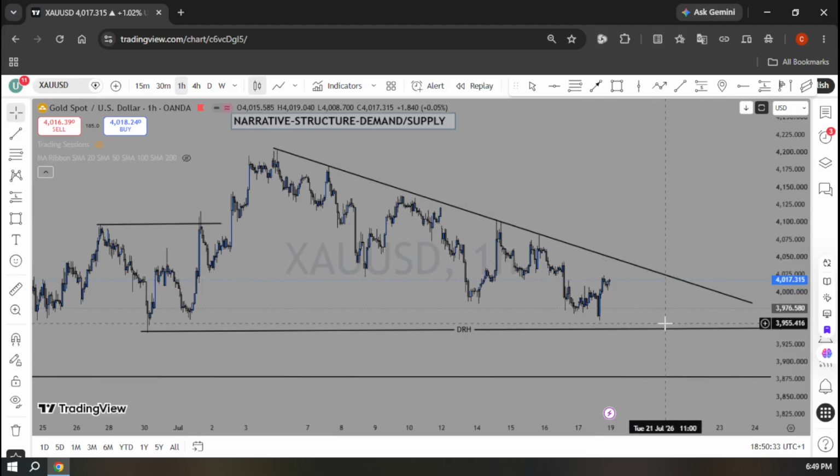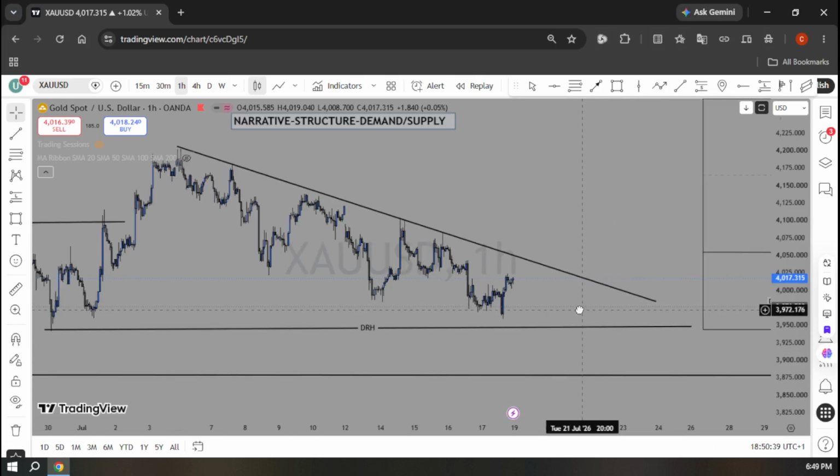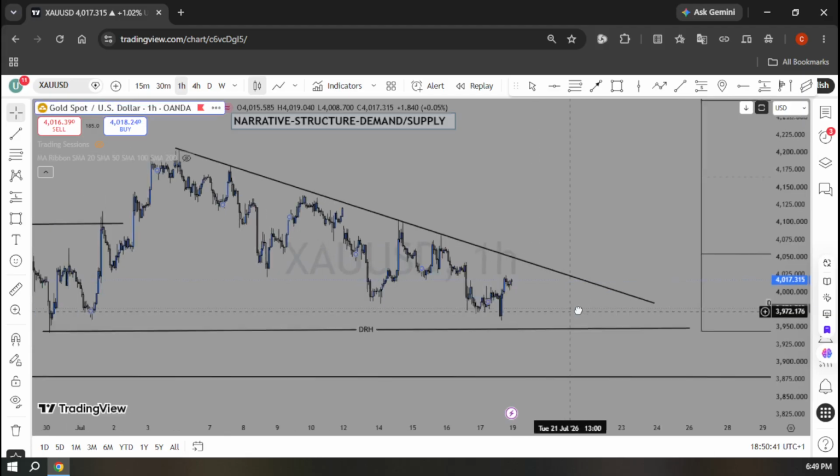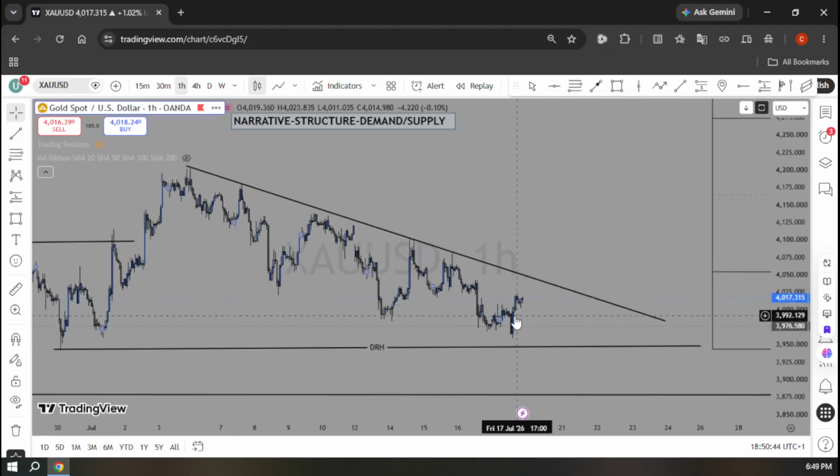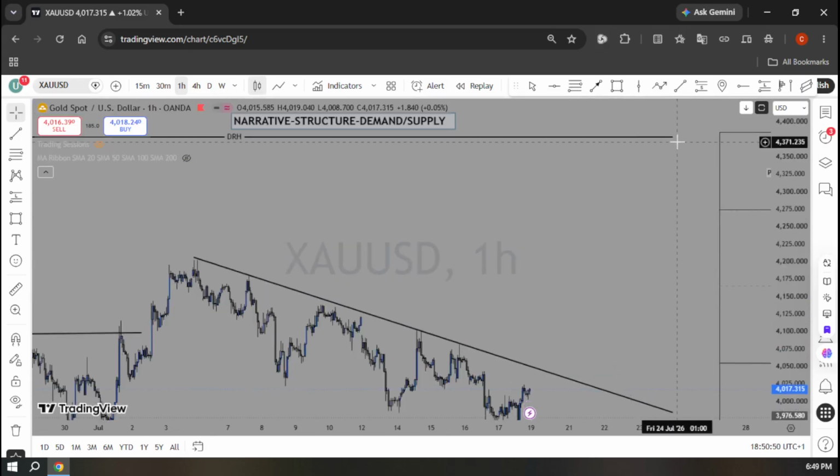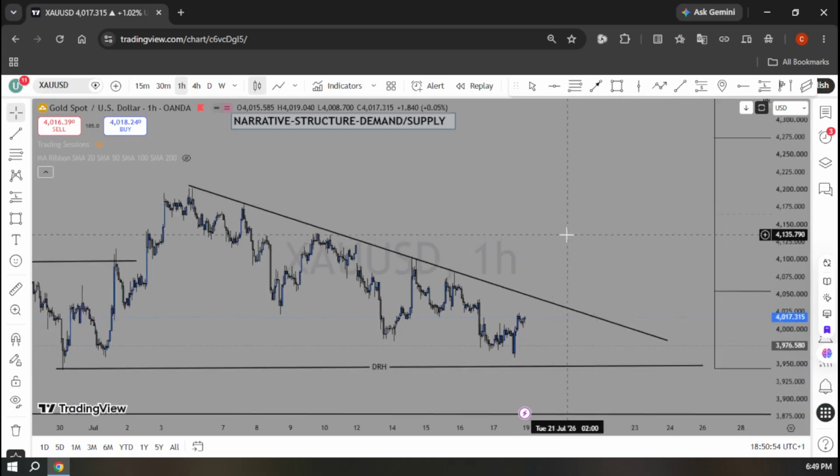But I have a confluence, and I know that price is currently at my discount pricing on the daily time frame and the 4-hour time frame. So if price breaks out of here, it gives me more confidence to know, okay, I will target the highs, which is here. So that's that for gold.